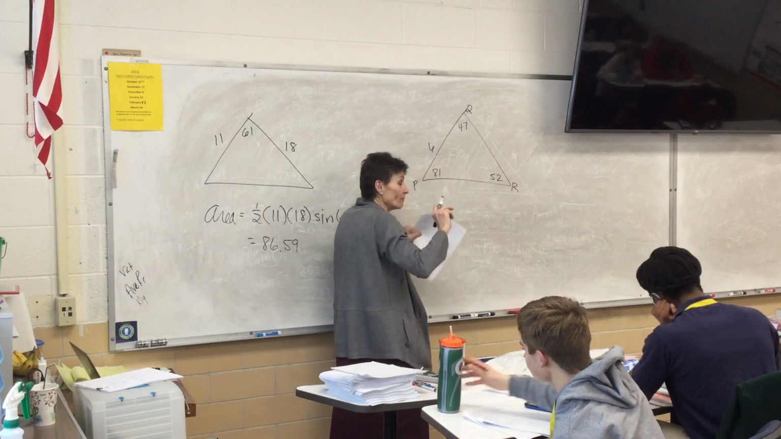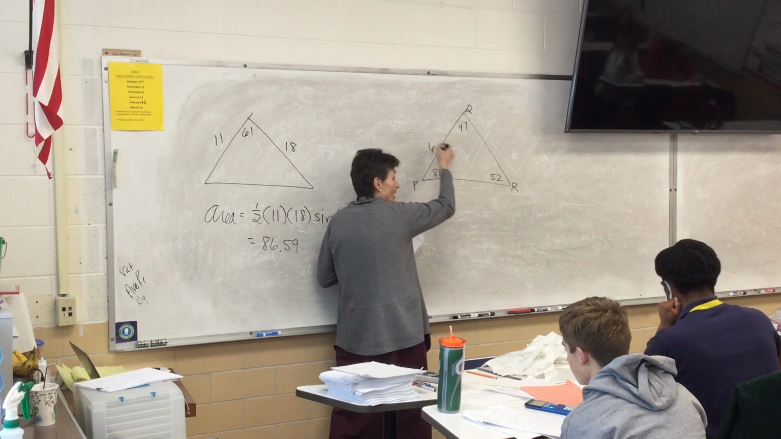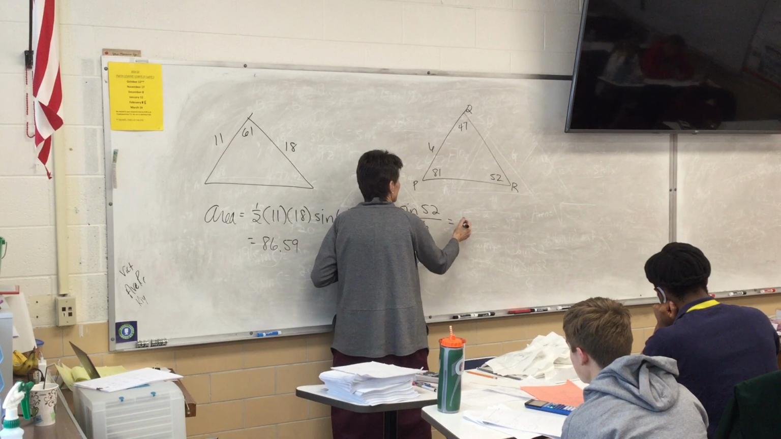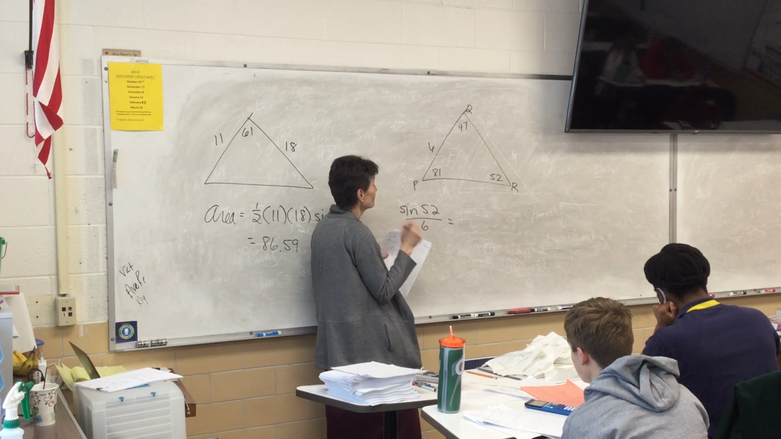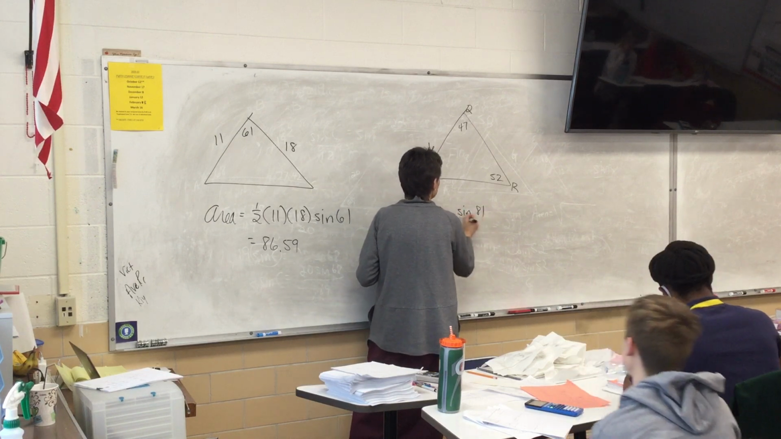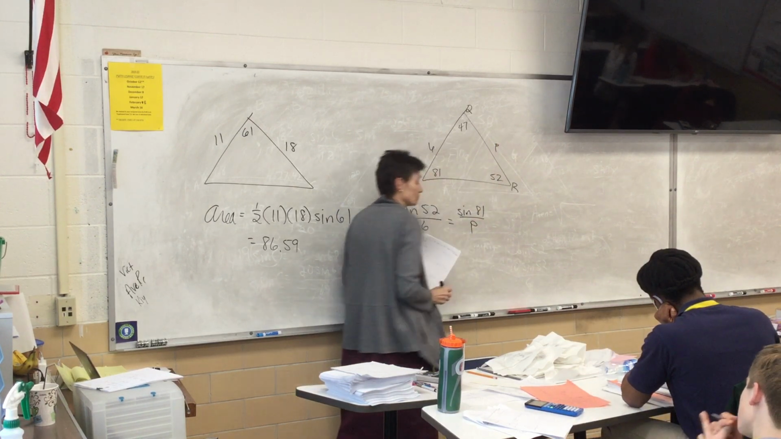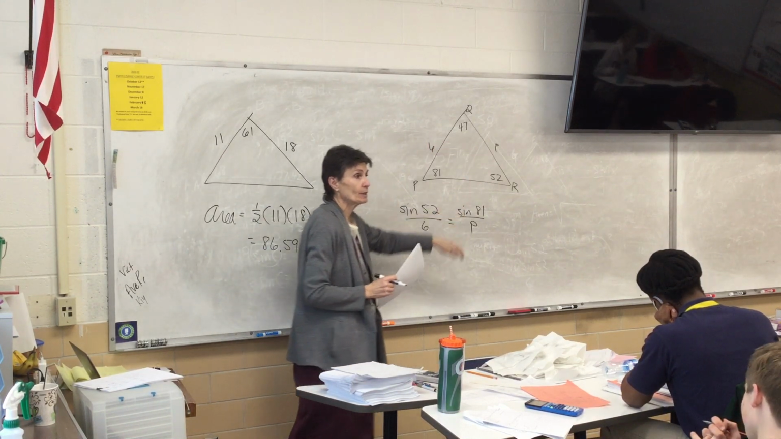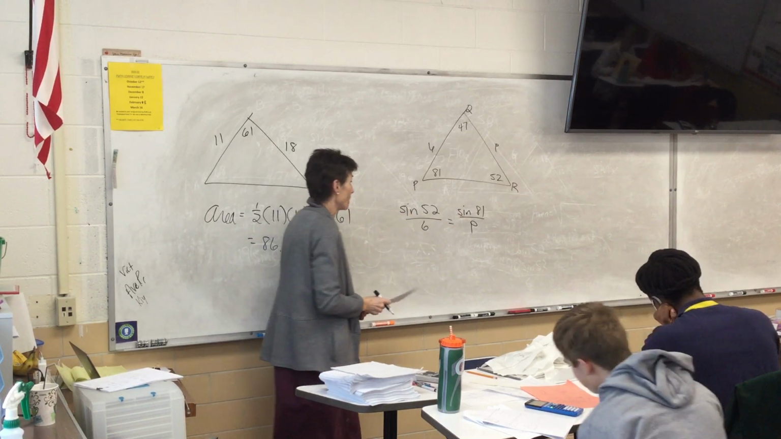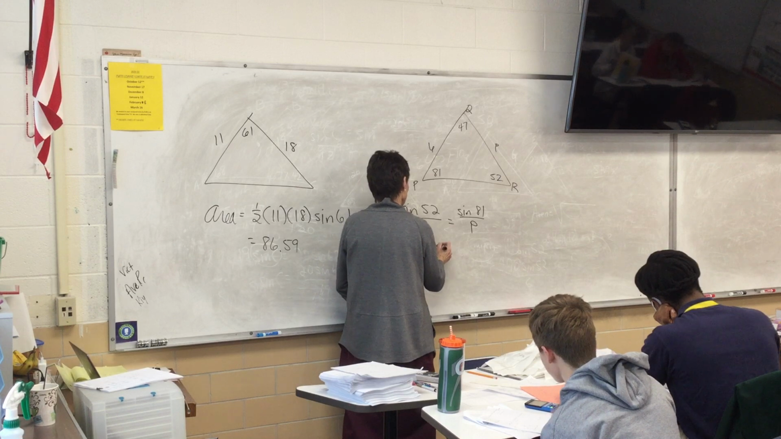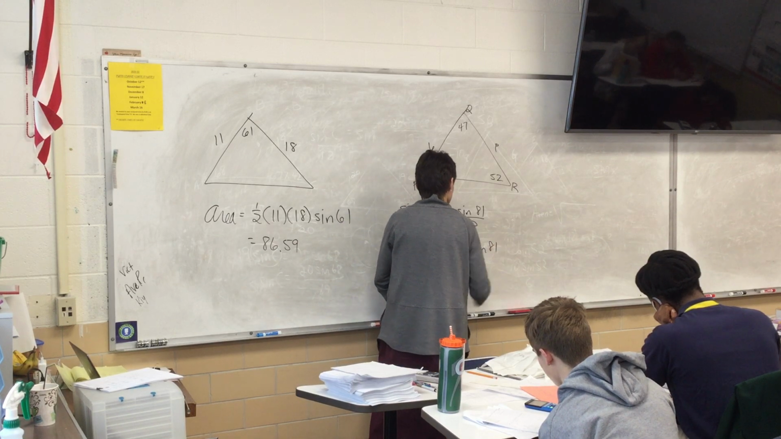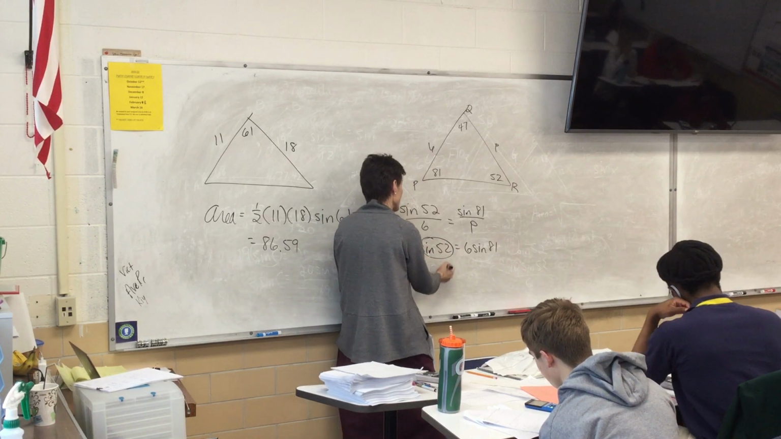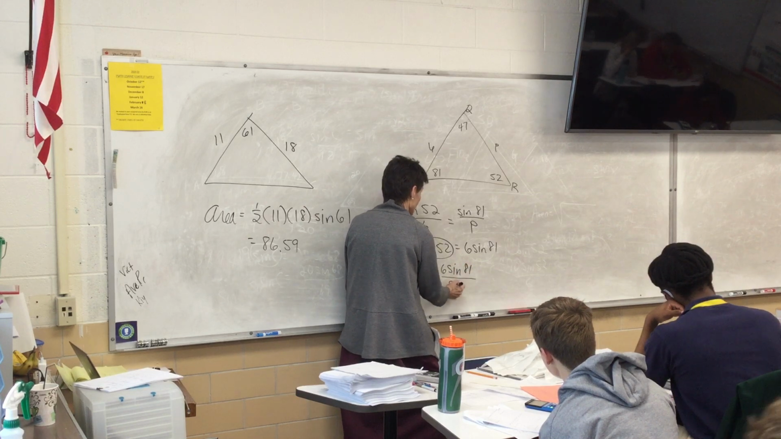Light bulbs should be going off in your head. What do you have right here? Law of sines. So sine 52 over 6 equals what? Pick one, it doesn't matter. Sine 81 over P. We could also do sine 47 over Q. All right, so here we go. P sine 52 equals 6 sine 81. This right here is what I need to get rid of because I'm getting P by itself. So P is going to equal 6 sine 81 over sine 52.